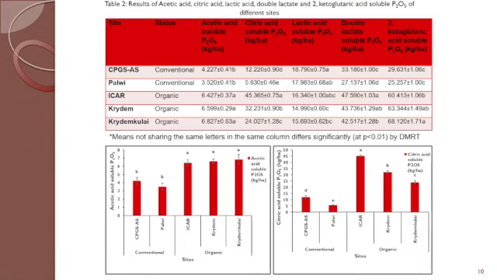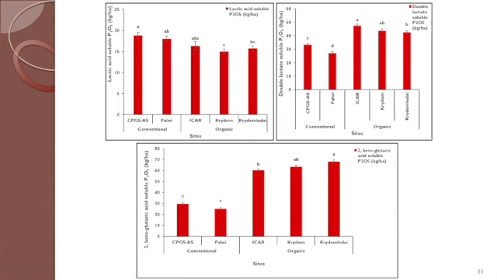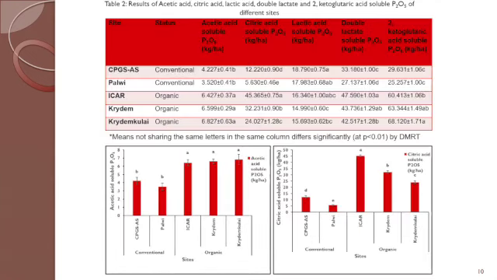The size of P extracted by acetic acid was found to be significantly higher in organically managed soils relative to the conventional soils. However, the size of this particular pool is relatively smaller as compared to all other pools. I have presented the data in the form of graphs as well, so you can easily see the difference of the data in conventional and organic farming systems. Coming to citric acid soluble P size, a relatively good size was evident under organic soils.